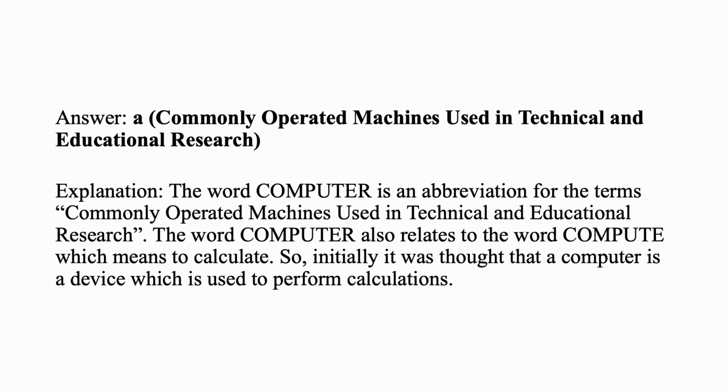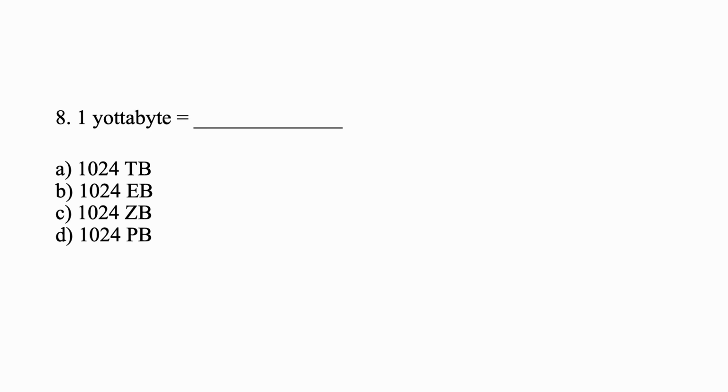Okay. So our next question is 1 योटाबाइट इज इक्वल टू. सो एक योटाबाइट कितने किस इकाई के बराबर होता है? आपके ऑप्शंस इज 1024 टेराबाइट, 1024 ईटाबाइट, 1024 zettabyte and 1024 petabyte.